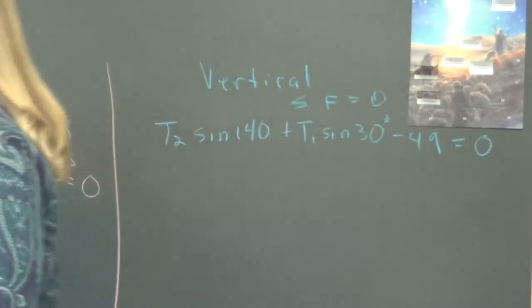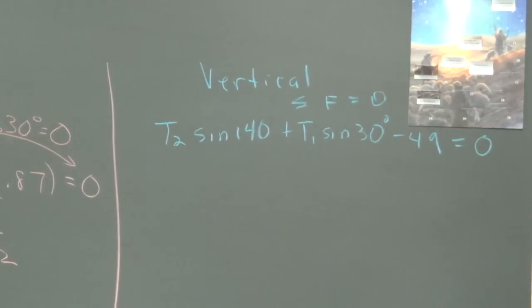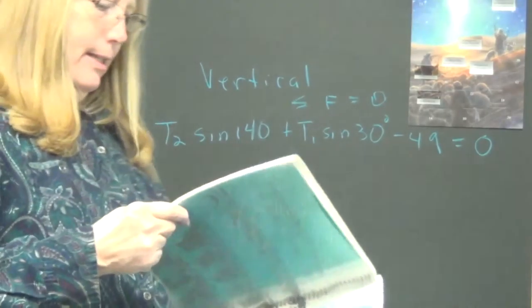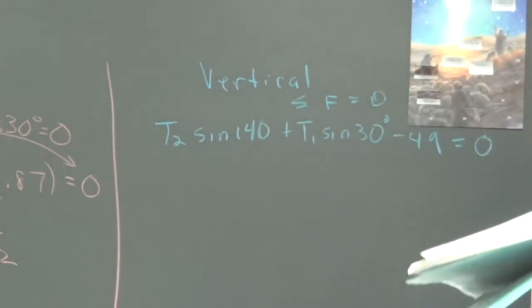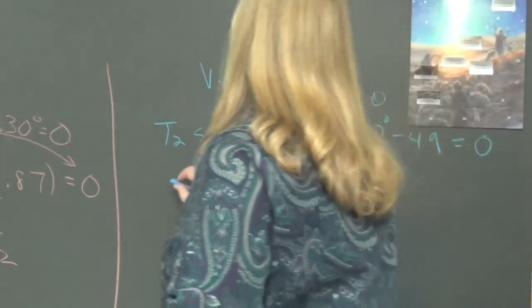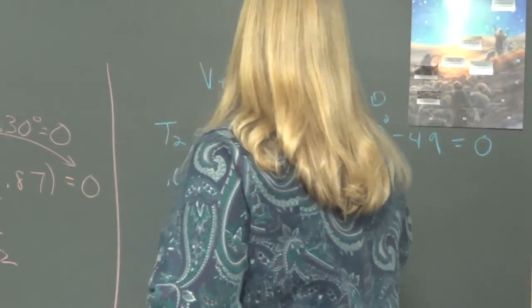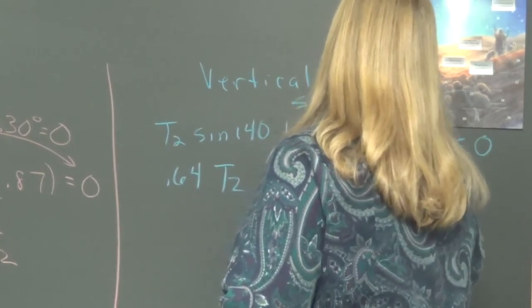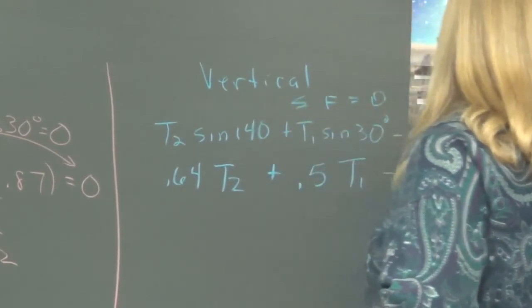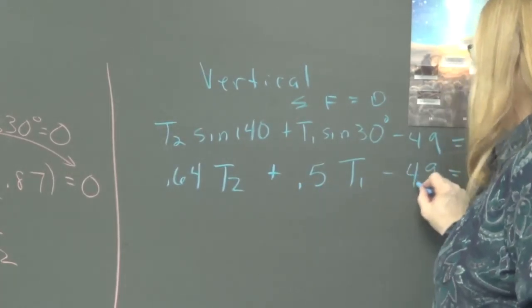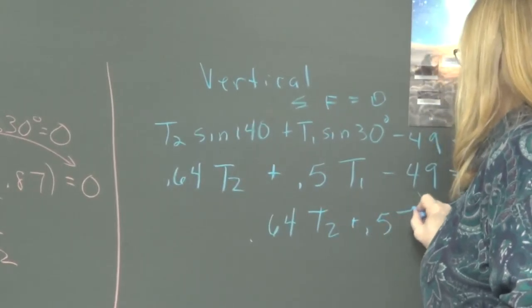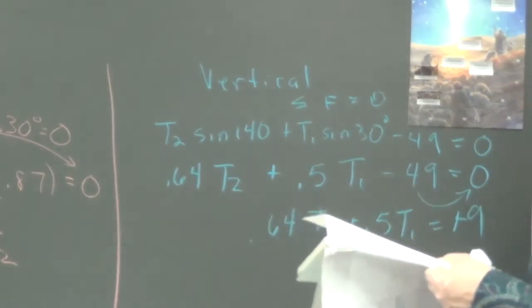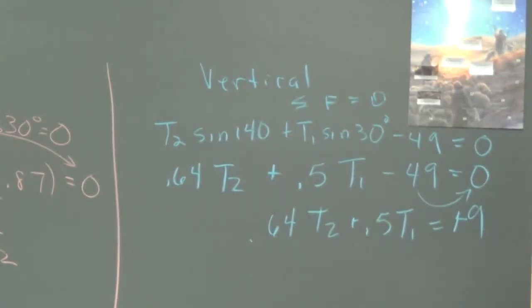Did we have sine of 140 yesterday, Brian? I forget how far we went on this. I think we got that. Well, the sine of 140 is 0.64. I'll put it out in front. And sine of 30, I know, is 0.5. All right, so I'm going to move the 49 over. And you said this is about as far as we got, is that right?